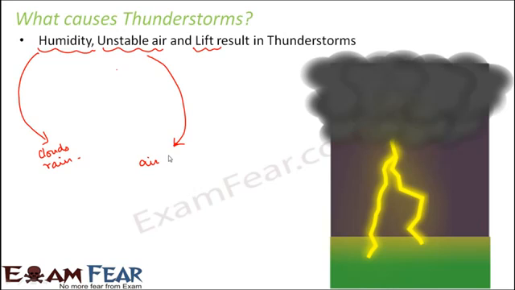So the air in the lowest layers is very warm, whereas the air towards the upper layers is very cool. So there is a huge temperature difference between the upper layers and the lower layers of air, and due to this temperature difference thunderstorms happen. This is one of the major reasons behind thunderstorms.